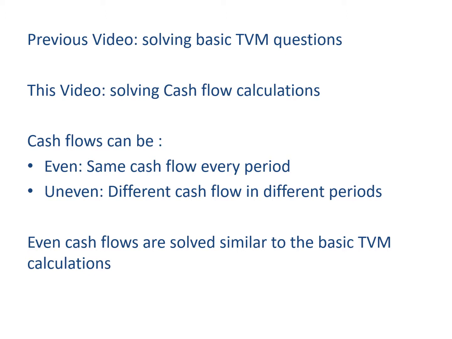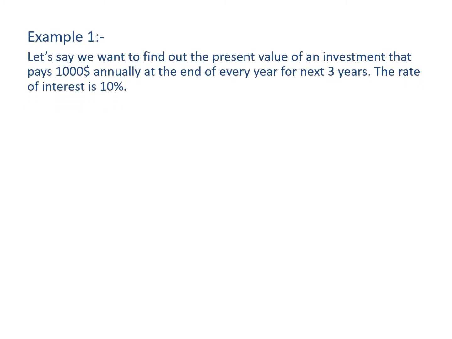Let's see an example. Example 1. Let's say we want to find out the present value of an investment that pays $1,000 annually at the end of every year for the next 3 years. The rate of interest is 10%. Let's draw a timeline.